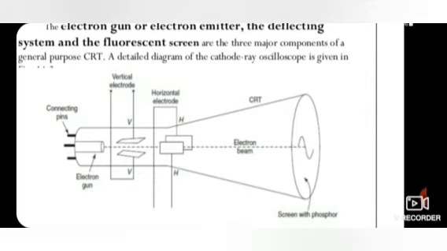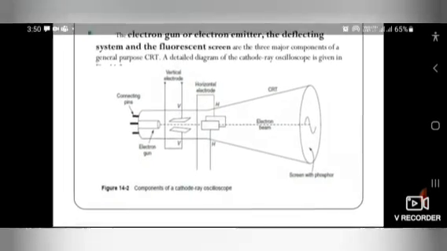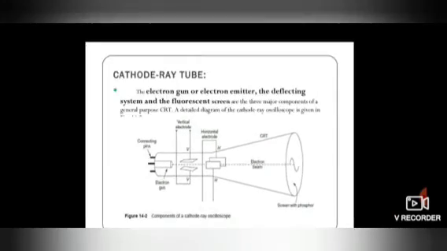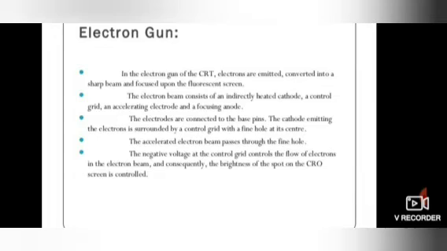In the CRT there will be an electron beam, there will be a horizontal electrode, there will be a vertical electrode and there will be connecting pins. Electron gun is there to produce the electrons. Let us see about the electron gun.